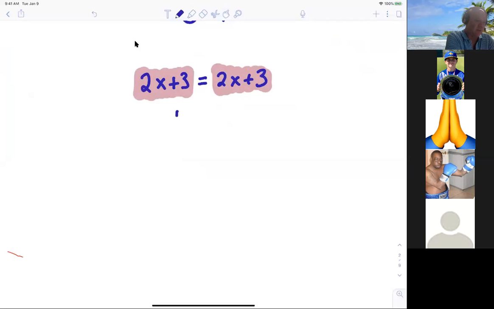If they're exactly the same, we refer to that as an identity. We say that's an identity. And what that means is that no matter what number you plug in for x, 2x plus 3 is always equal to 2x plus 3. So we say the solution is all real numbers.